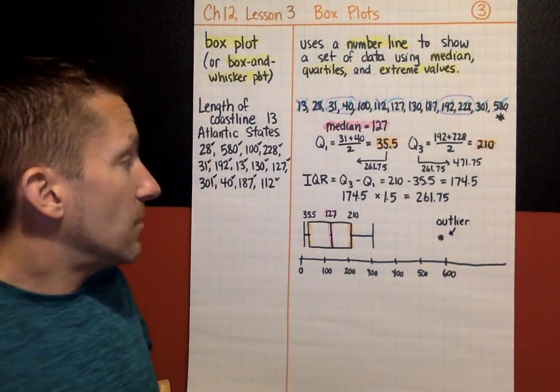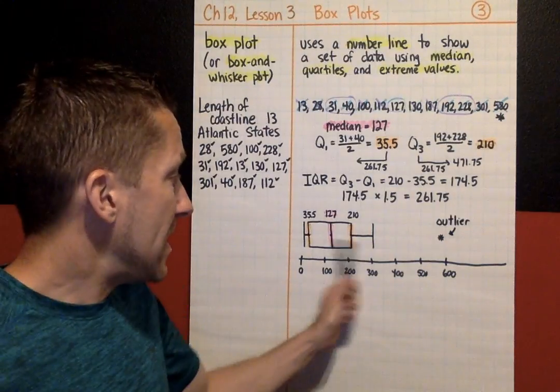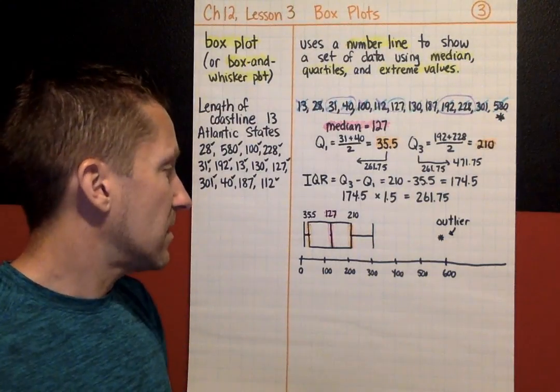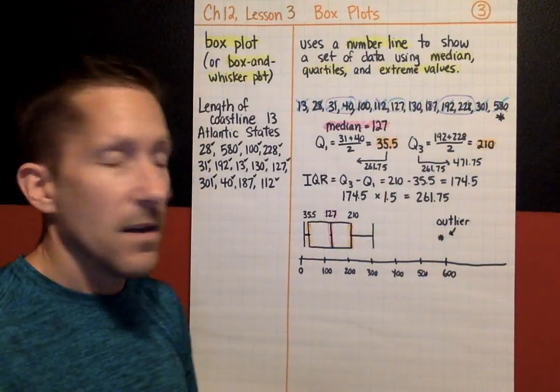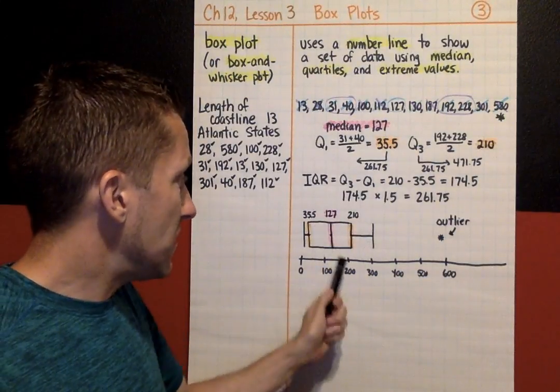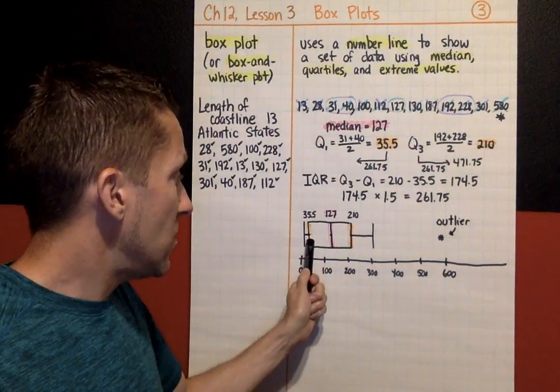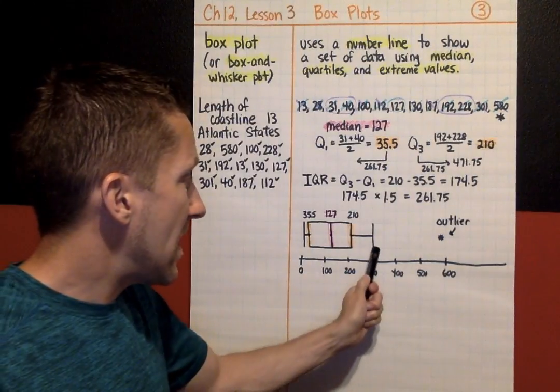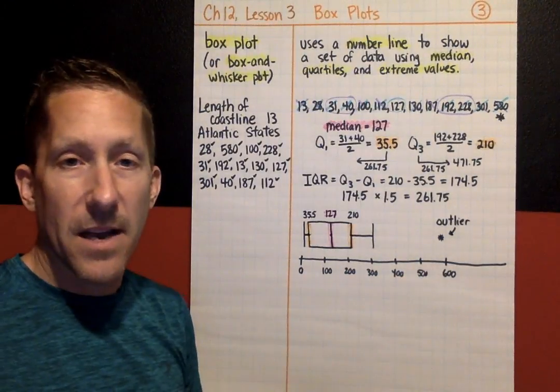Okay. What you're going to be doing today is practicing making these and also looking at a box and whisker plot and coming up with what the lines mean. Median, Q3, Q1, low value, high value, not including any outliers.